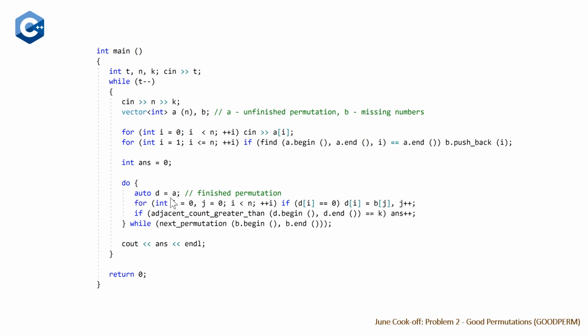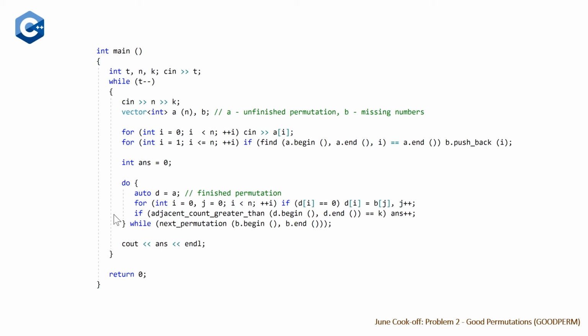So we make a copy of A because we need to preserve the state of our unfinished initial permutation. We call the copy D, and then we loop over the elements in D, and we check if an element is equal to 0, and fill it with one of the missing numbers from our current permutation of those missing numbers, and then increment the extra counter J for the missing numbers.